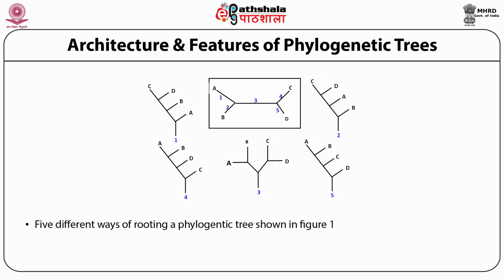If you want to root the tree, then there are 5 different ways of rooting this particular tree. That is what is shown in the figure. Rooting a tree allows us to trace the correct evolutionary pathway. That is the application of why we should root a phylogenetic tree.